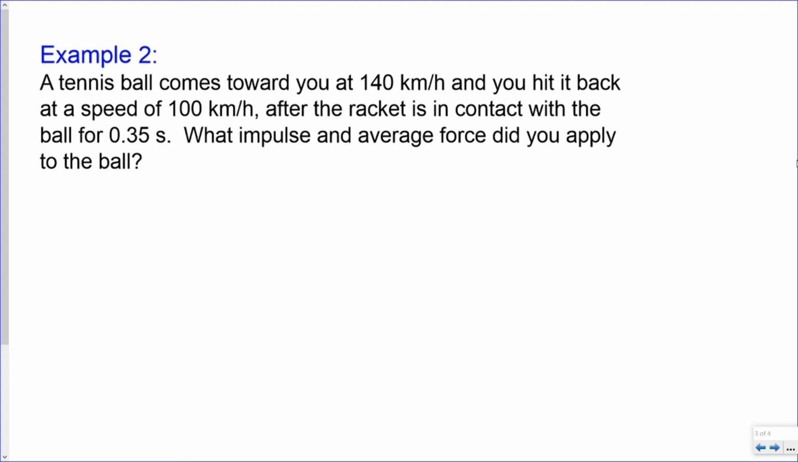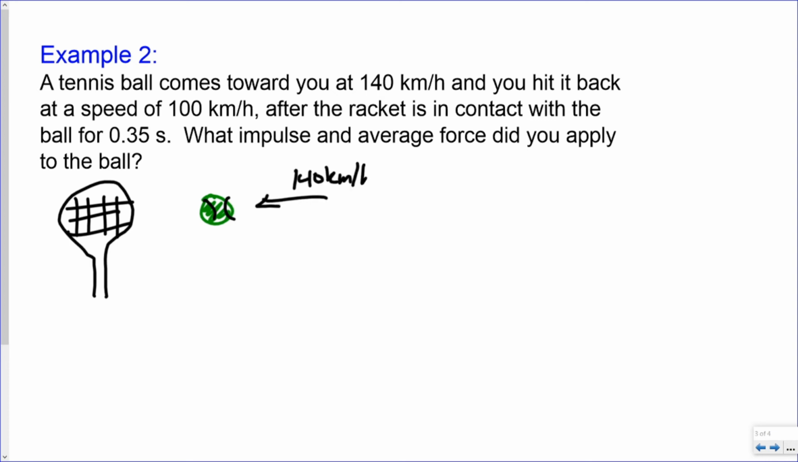So if we draw ourselves a little picture here, here's my racket. Sure it is. Yeah, why not? That looks like a racket, right? And we've got our tennis ball over here. Sure. Yep, that's totally a tennis ball. So it's coming in this direction at 140 kilometers per hour, and that would be our Vi. And then we're returning it in this direction at 100 kilometers per hour, which is our Vf.